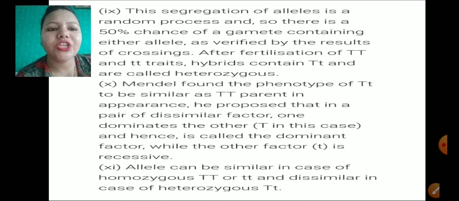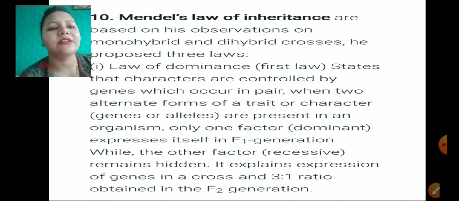So the dominant gene is termed the dominant allele, the dominant factor, and the other one is recessive. He called it the law of dominance. Alleles can be similar in the case of homozygous and dissimilar in the case of heterozygous. That means capital T, capital T, or capital T, small t.